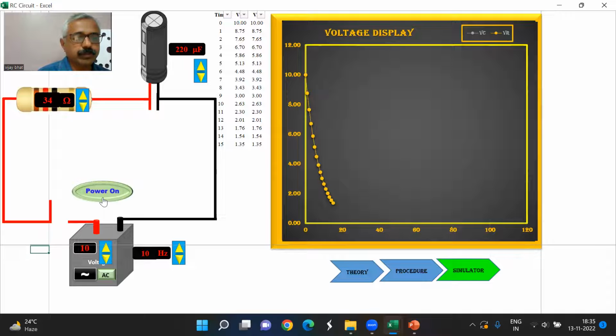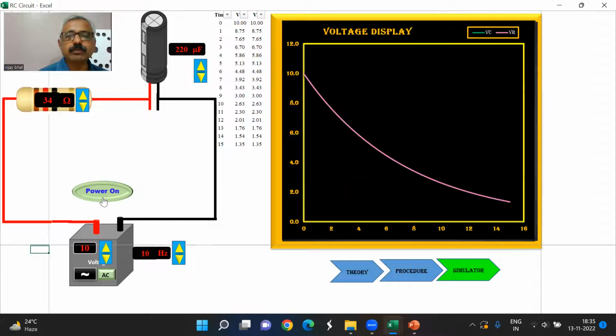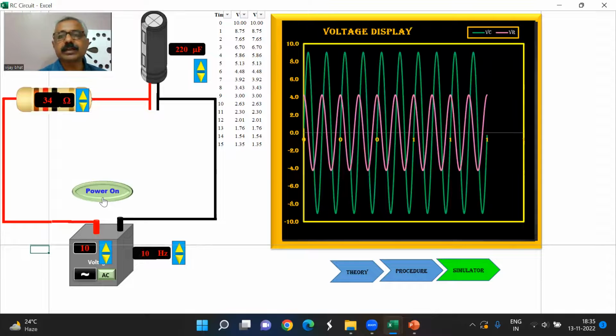So I will push this button, and as soon as the button is pushed, we can see that a graph has appeared. Here the green line is showing the voltage across the capacitor, while the pink line is showing the voltage across the resistance. And there is a phase lag between the voltage across the resistance and the voltage across the capacitor. Look at the pink line at the end and the green line at the end. To show it more clearly, I will reduce the frequency down to 2 hertz so we can see it more clearly.